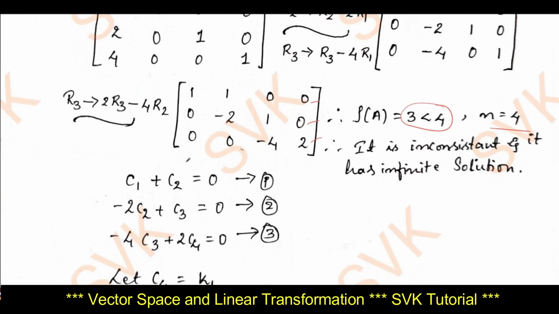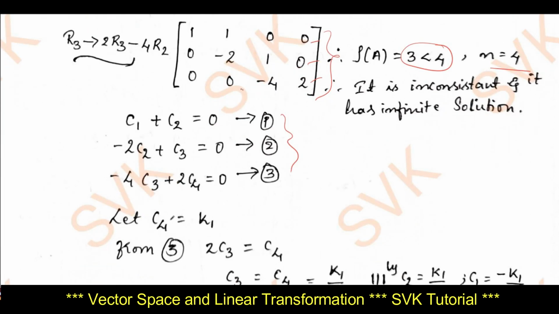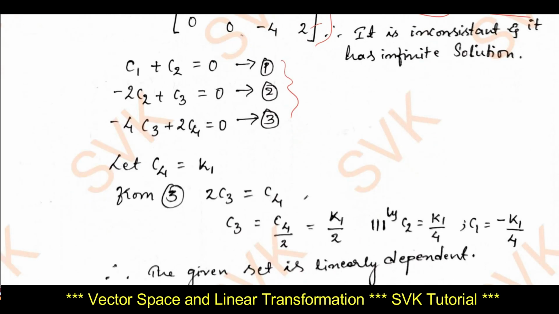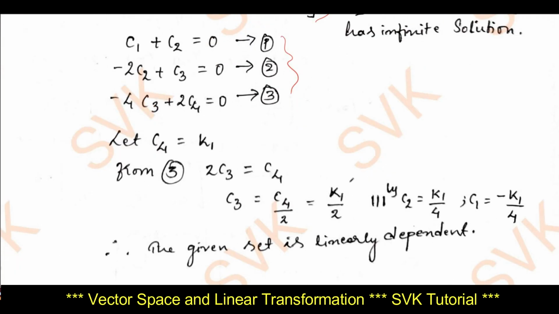So solving this equation, rewriting this matrix in equation form, I am going to get 3 equations. So from that I am going to solve for C4. I will consider the C4 value as K1. I will be substituting that C4 value in equation 3. I got the C3 value as K1 by 2. Substituting the C3 value in equation 2, I am going to get the C2 value as K1 by 4. And substituting the C2 value in equation 1, I am going to get the C1 value as minus K1 by something. Therefore, I can say that the given set is linearly dependent.